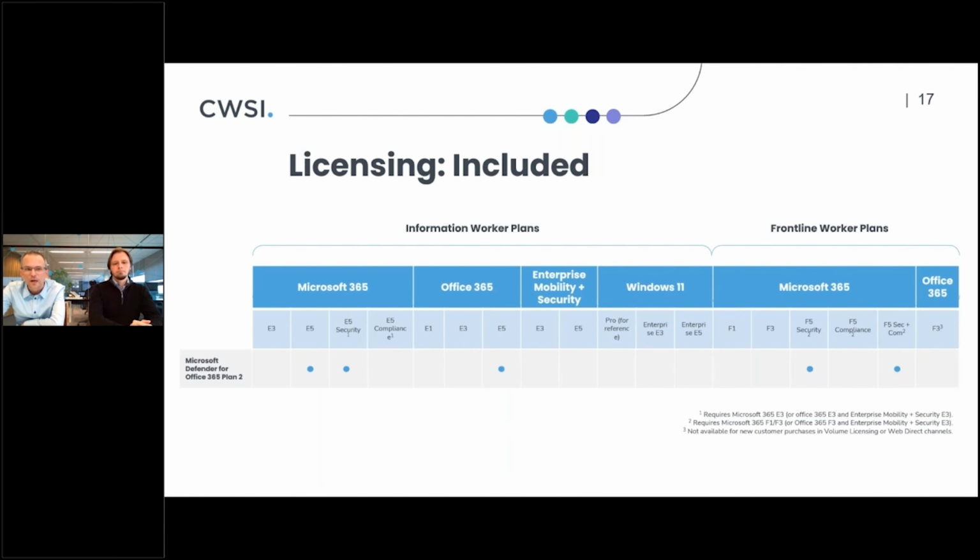Next, I want to highlight something about licensing, because licensing is quite important when using Microsoft services in general. And as you can see on the slide right now, the attack simulation training tool is included for several licenses within Microsoft already, especially if you look at the E5 or F5 licenses, whether it is Microsoft 365 or Office 365. If you have an E5 license in general, you are licensed. Attack simulation training is part of the Microsoft Defender for Office 365 Plan 2.